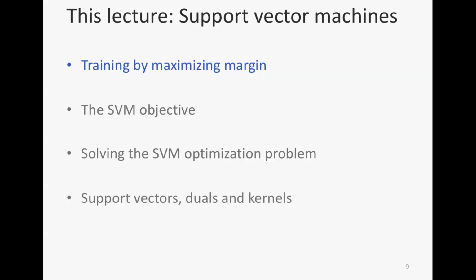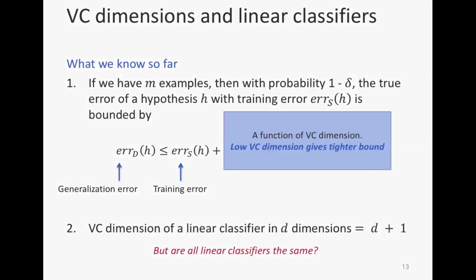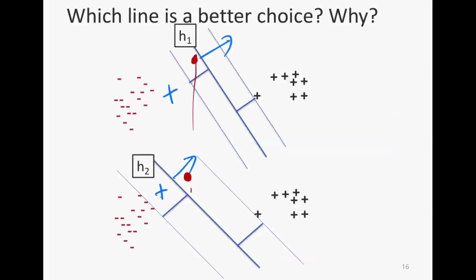That was the first point. The second point that I mentioned was this idea that all linear classifiers seem to have the same VC dimension. If you have D features, then a linear classifier in that instance space has a VC dimension of D plus 1. So what does a lower or a higher VC dimension even mean with linear classifiers? Then I pointed you to this example with these two hyperplanes on the exact same data set.